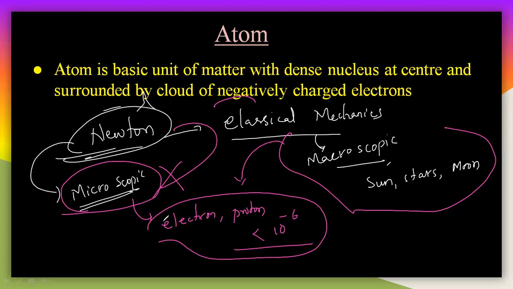After some time, in the 18th or 20th century, other scientists came forward to give the idea of quantum mechanics, because the formulas of classical mechanics are not applicable for microscopic particles like electron, proton. Hence the word quantum mechanics came. Classical mechanics includes the macroscopic studies, and the microscopic studies are included in quantum mechanics. Don't worry about classical and quantum, we will discuss everything in detail in this session.